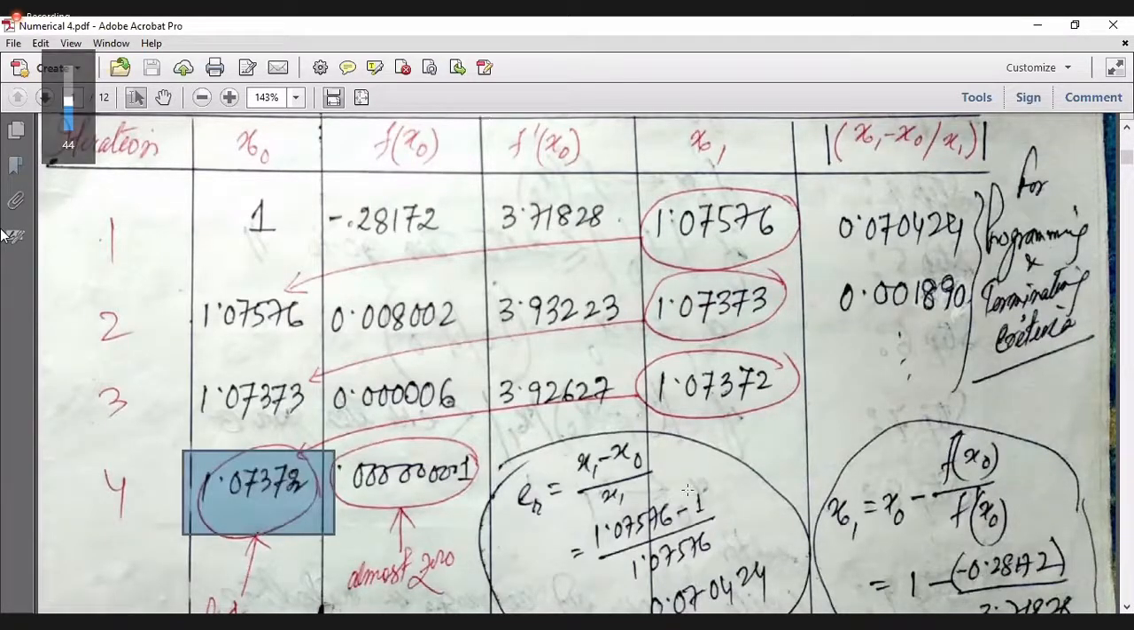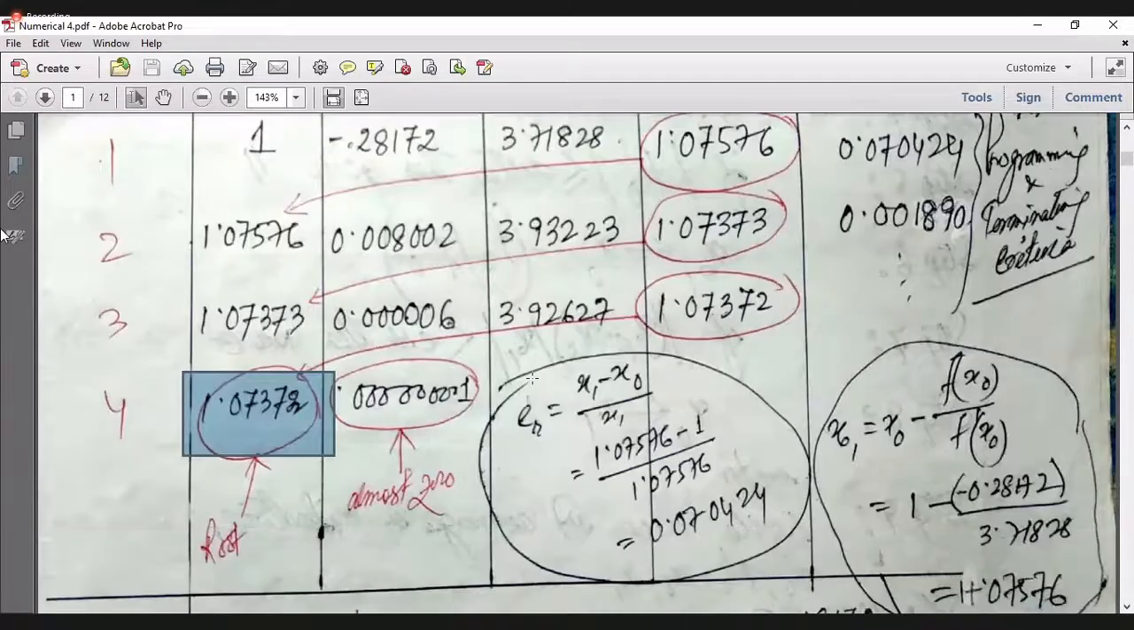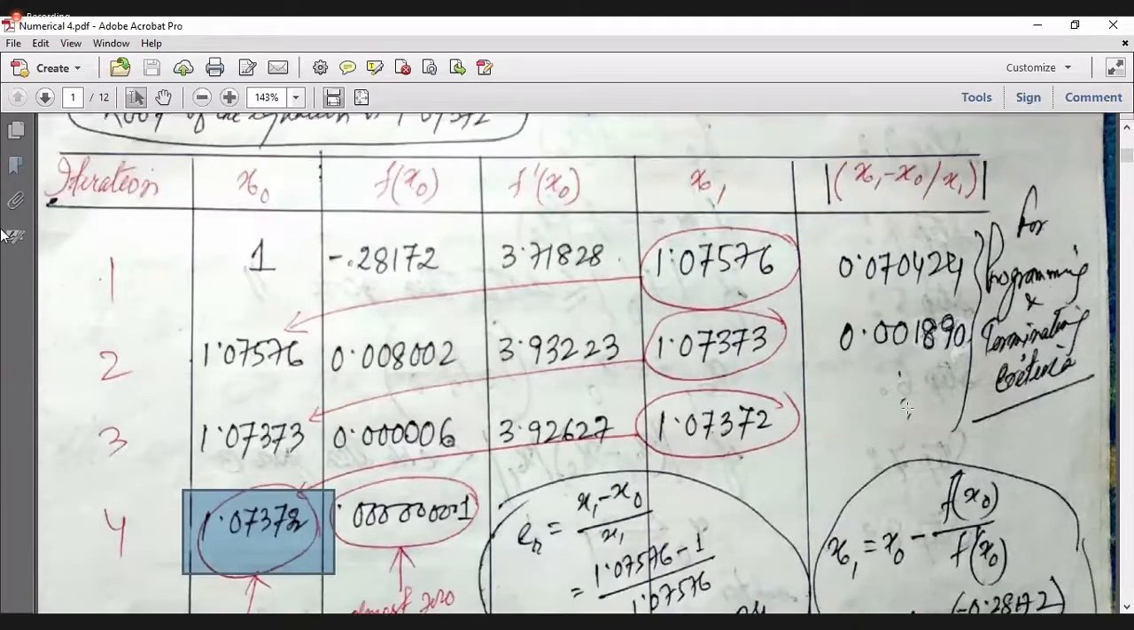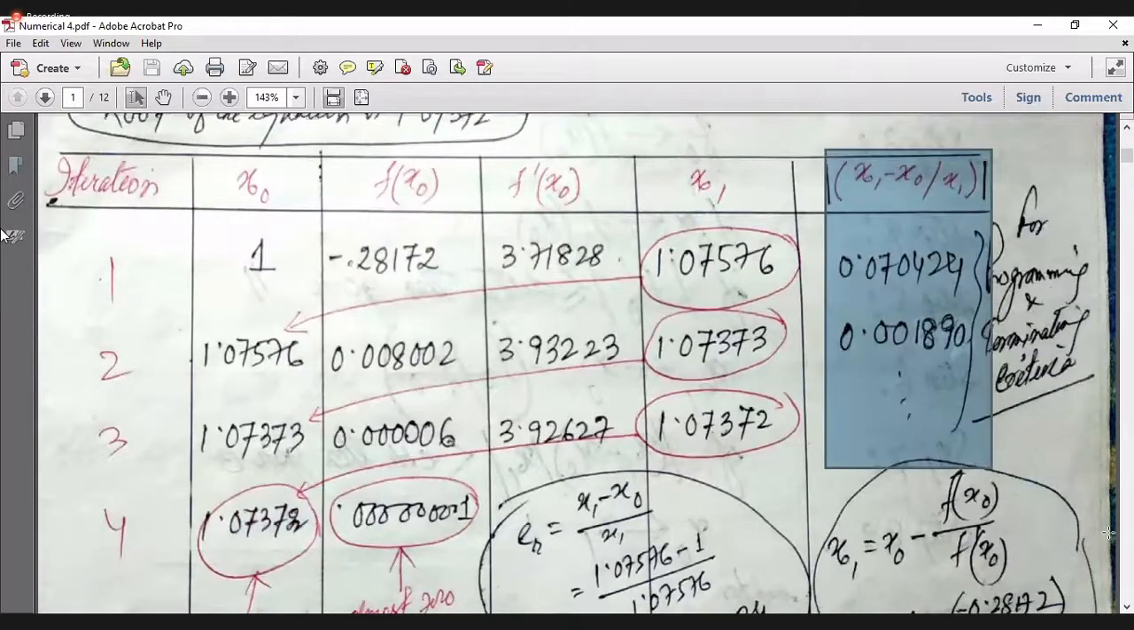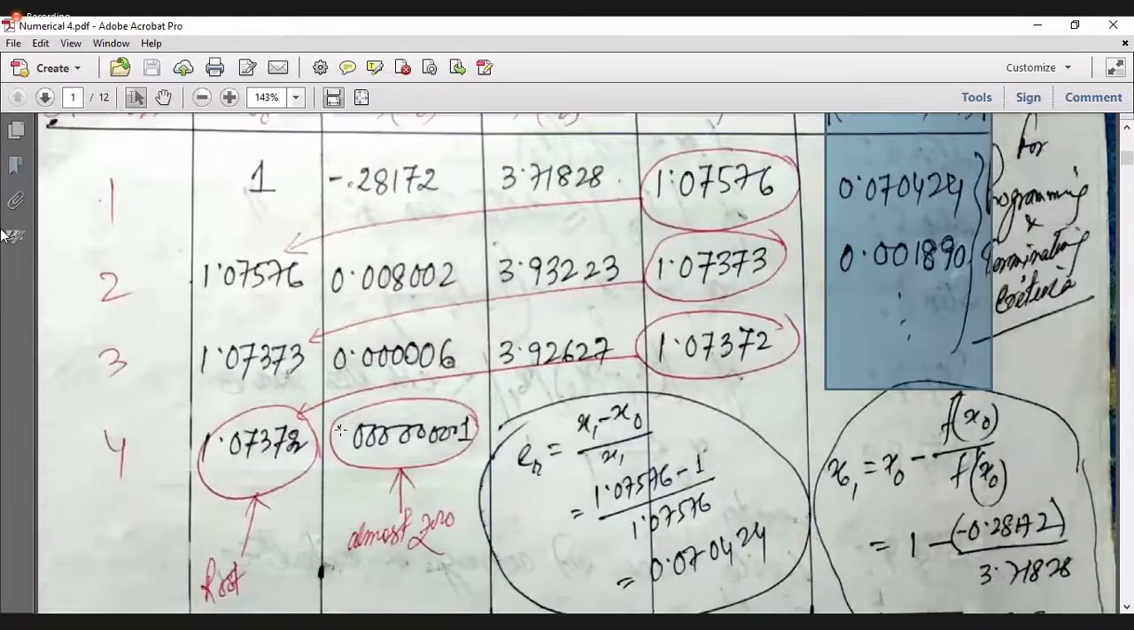So how long are we going to proceed here? Until we get the terminating criteria. There are two. The first one we can see in the programming part. We are going to check through the relative error. If the relative error is less than 0.0001, then we can stop. Or in the second case, when the value of f of x is almost 0.